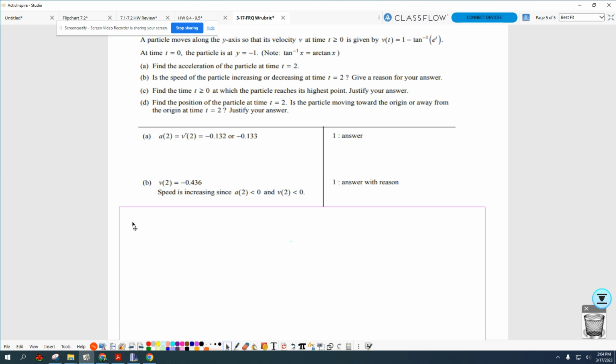All right. So the next one, is the particle speeding up or slowing down? The thing you need to check is, acceleration at 2 was negative. We need to see what sign the velocity had at 2. If they match, if velocity and acceleration are both negative, it's speeding up. If they are mismatched, it's slowing down.